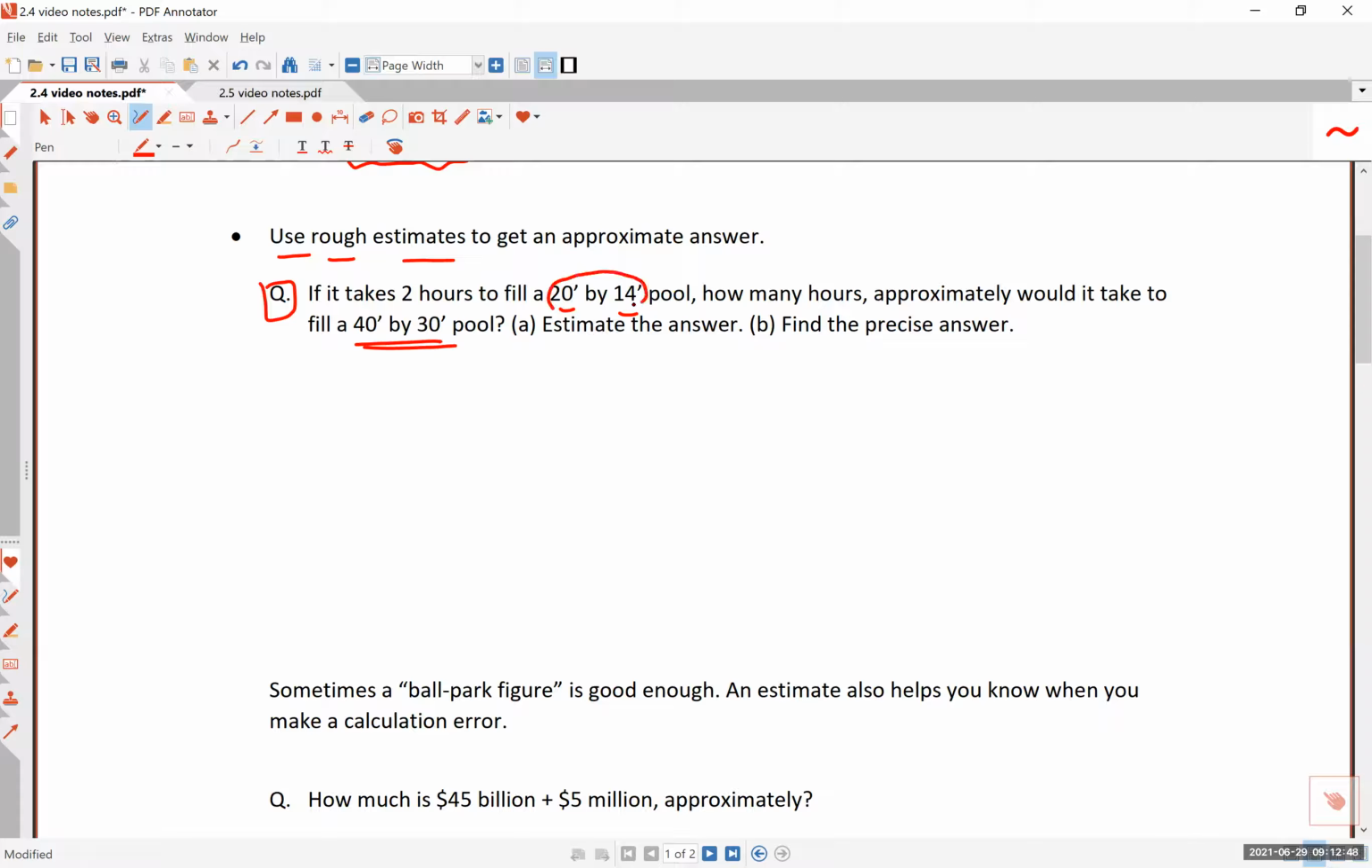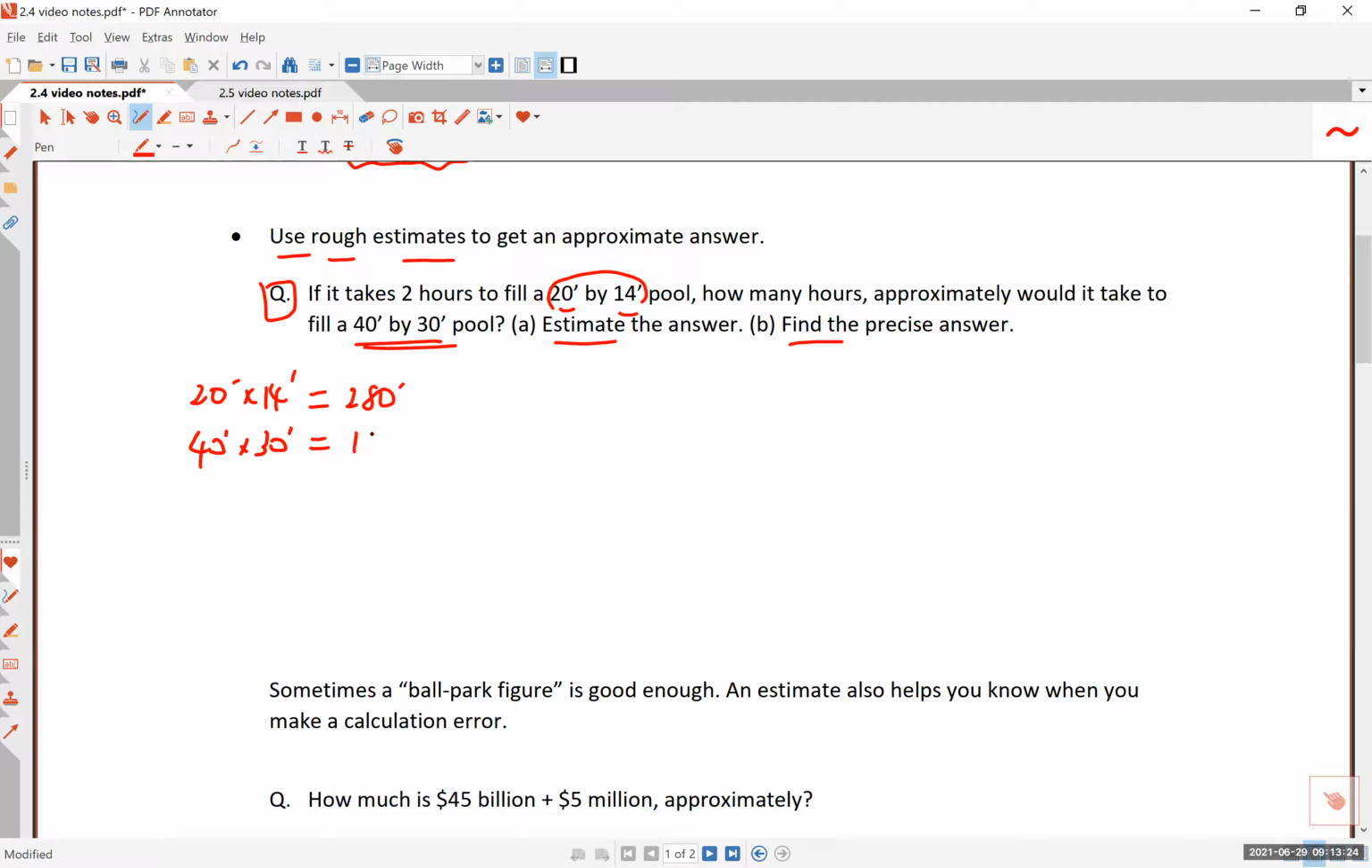So you can first estimate the answer, and then find the answer using the techniques we learned in the previous section, namely proportions. By the way, I'm assuming that the depths of the pools are the same, because that's not given to us. So we have to assume certain things. 20 by 14. How many square feet are we talking about? That is 280 square feet, right?